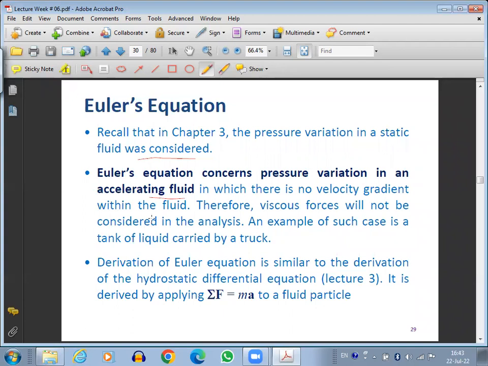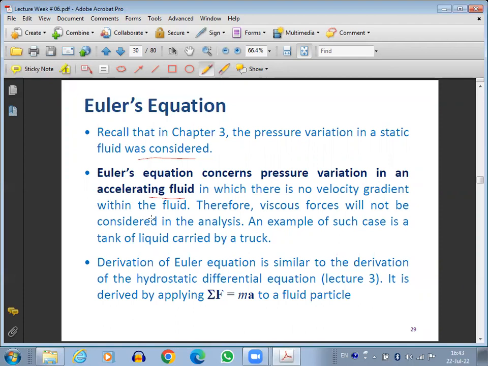So what's the difference? First, suppose I have a glass or jug of water, and the water is stationary in it. We did it for hydrostatic variation of pressure in water. How the pressure will vary from the top to the bottom, if you vary the elevation. First, we did that in chapter number 3.